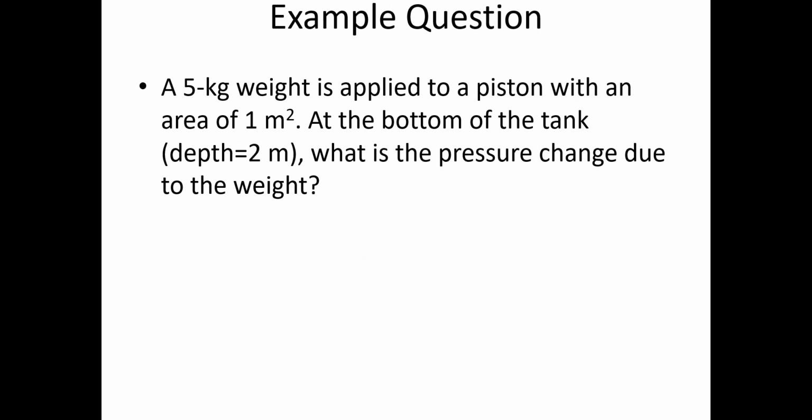Okay, so next problem. A 5 kilogram weight is applied to a piston with an area of this much, and at the bottom of the tank, what is the pressure change due to the weight? Now in this case, we use delta P, which is force over area. The force of the 5 kilogram weight would be 5 times 9.81, the area is 1 meter, then the answer is going to be 50 Pascal.